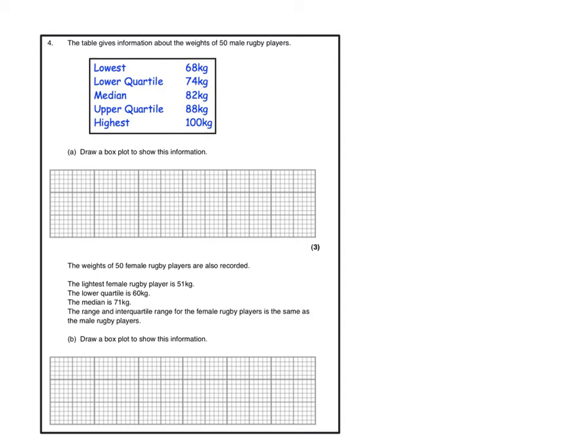The table gives information about the weights of 50 male rugby players. Draw a box plot to show this information. The first thing I need to do is figure out a scale. So my lowest number is 68 and my highest is 100. So I'm going to start at 60.